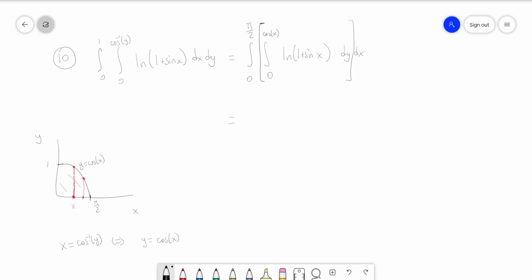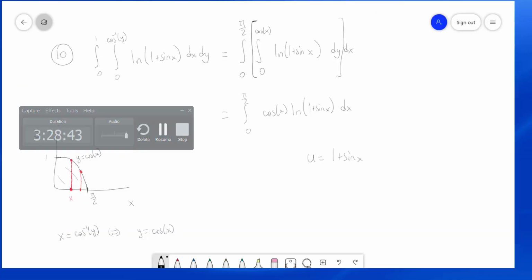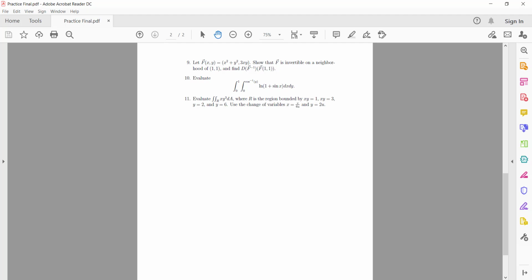So then that's a pretty straightforward integral. So you'll pick up a cosine of x. So it'll be like that. And then you can do this integral with a u substitution. I'll just leave it at that, okay? Okay, so let's look at the last one. So change of variables. Okay.